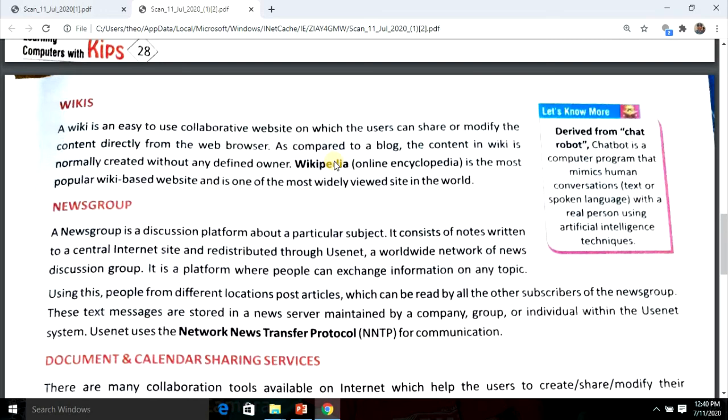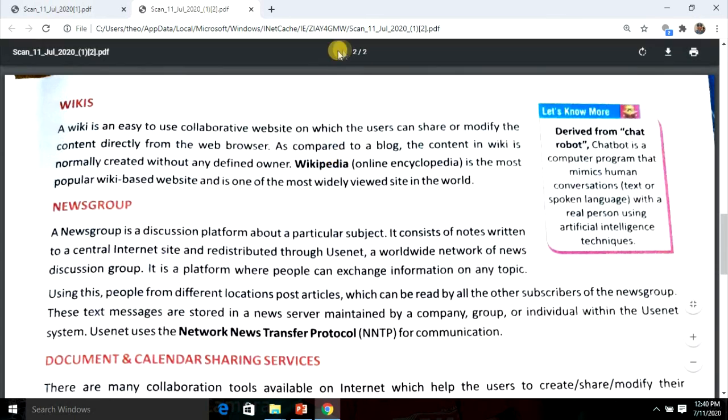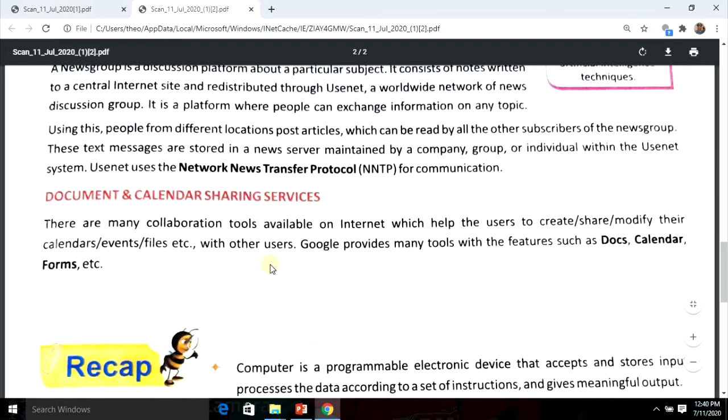The next one is a newsgroup. A newsgroup is a place where people can share their thoughts and discuss a topic. Whether you are a user or a subscriber, you can read the posts and share your ideas with a company, a group, or an individual. Usenet uses the Network News Transfer Protocol for this communication.